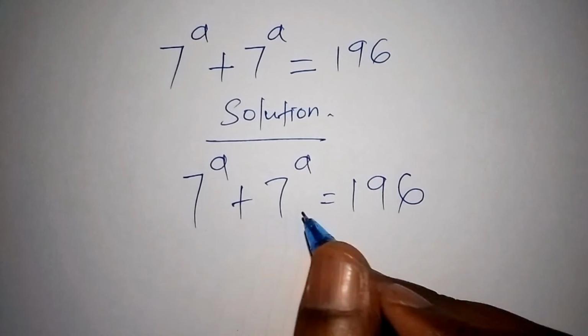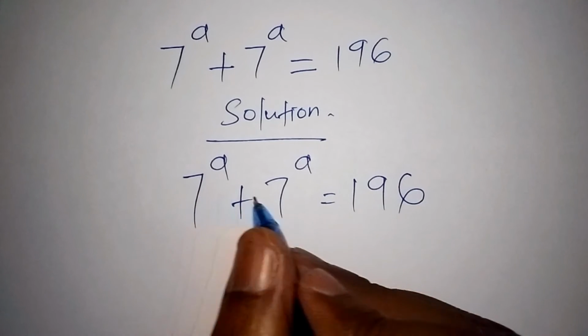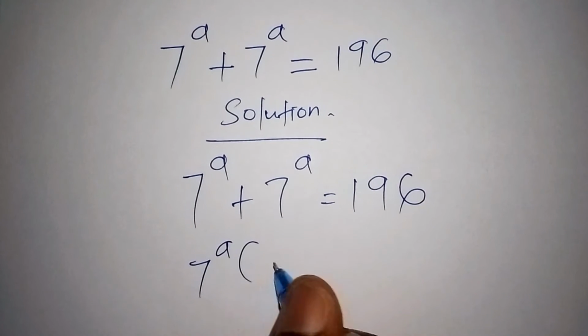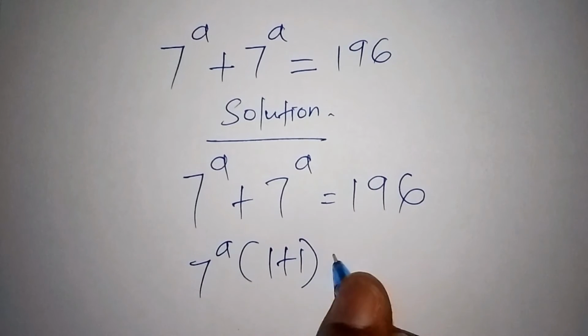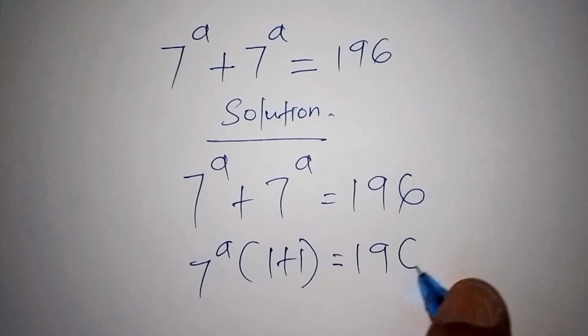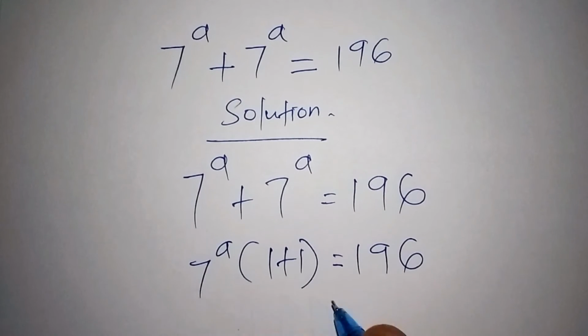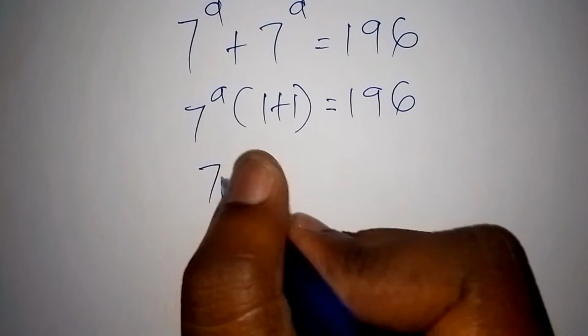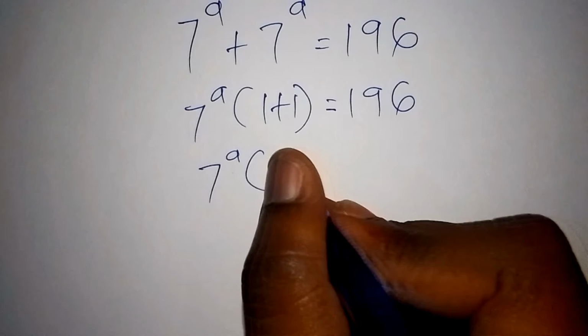The first step that we need to do is to factorize 7 to the power of a plus 7 to the power of a. So this one now shall be 7 to the power of a into bracket 1 plus 1 is equal to 196. In our next step, we shall work out the bracket. So here we shall have 7 to the power of a into bracket 1 plus 1, which is 2.